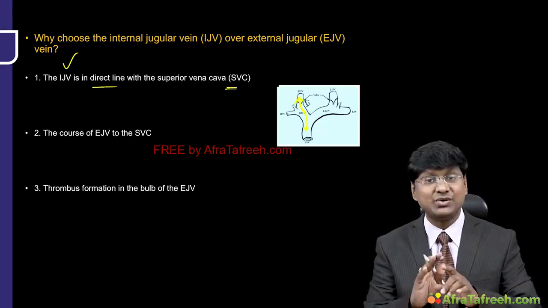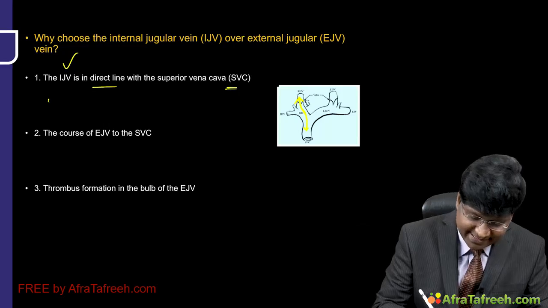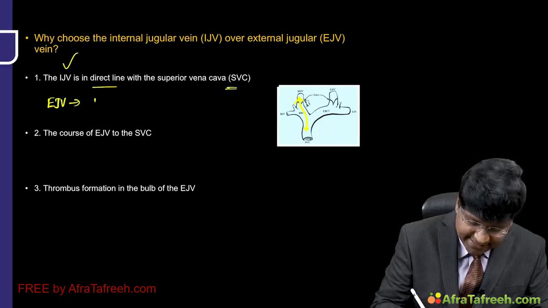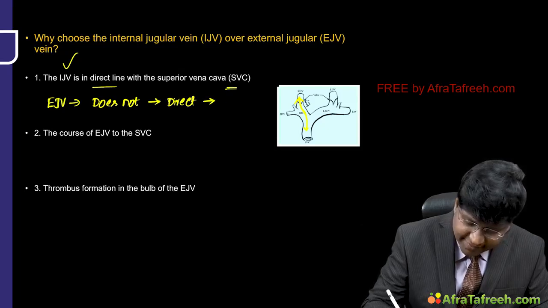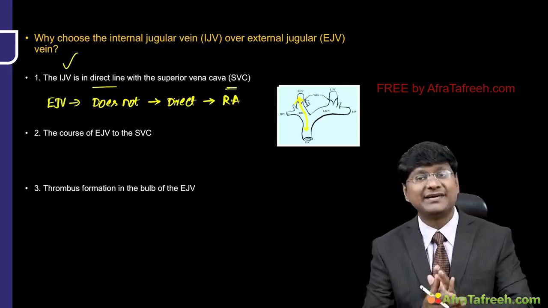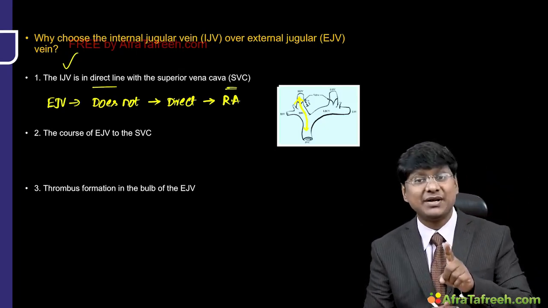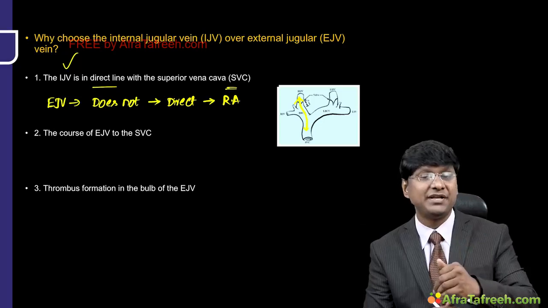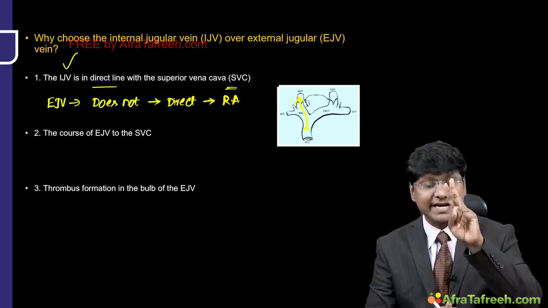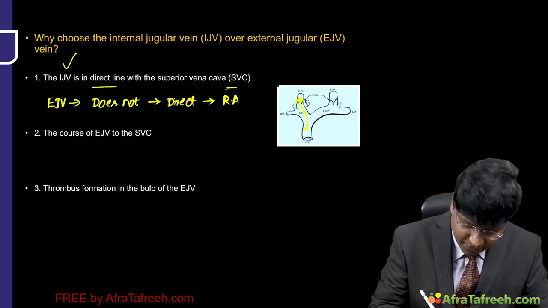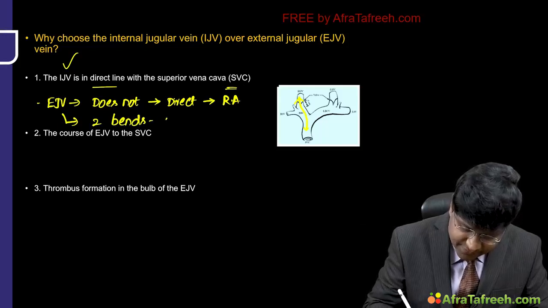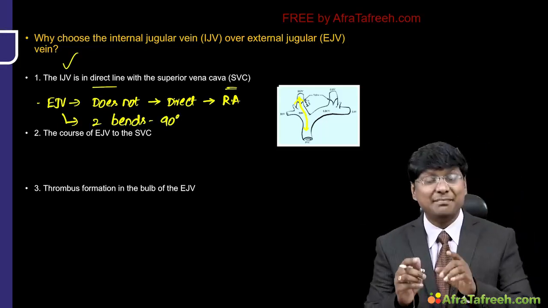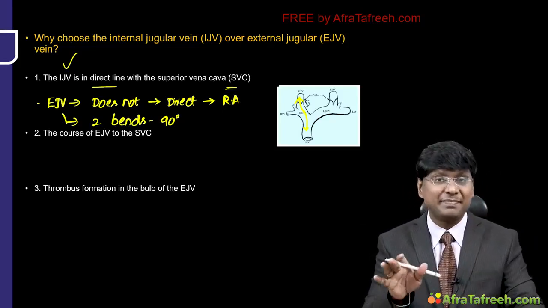Whereas the external jugular vein is not. The external jugular vein does not have direct continuity with the right atrium. So in order to open into the superior vena cava or the right atrium, this external jugular vein takes almost two bends of 90 degrees. And because it is taking two bends, there can be pressure changes.